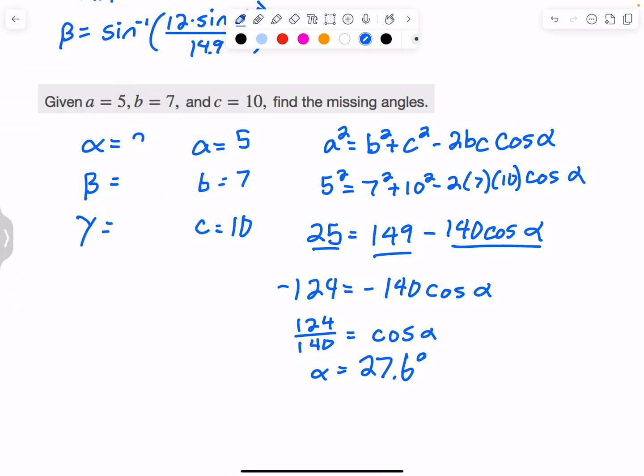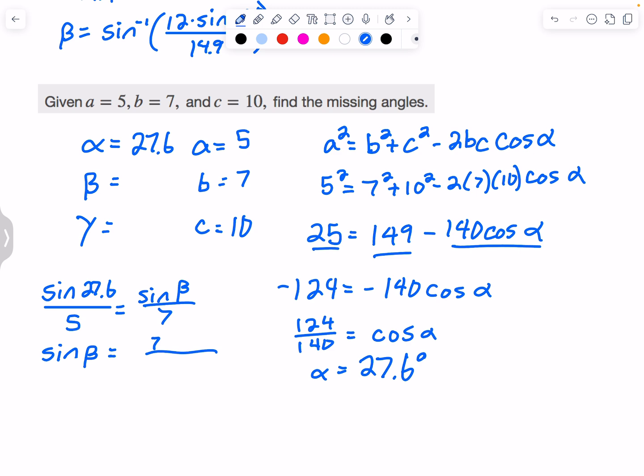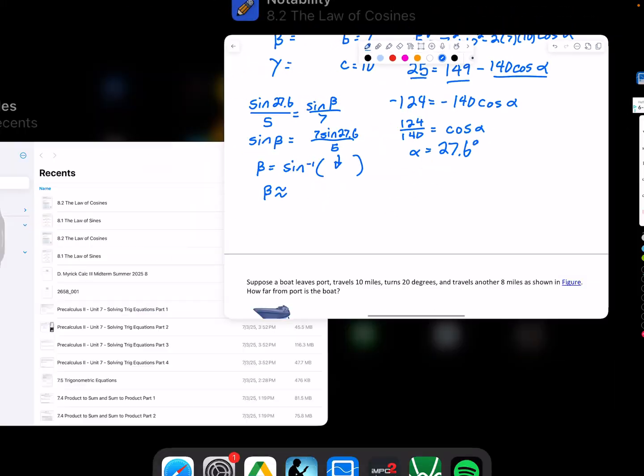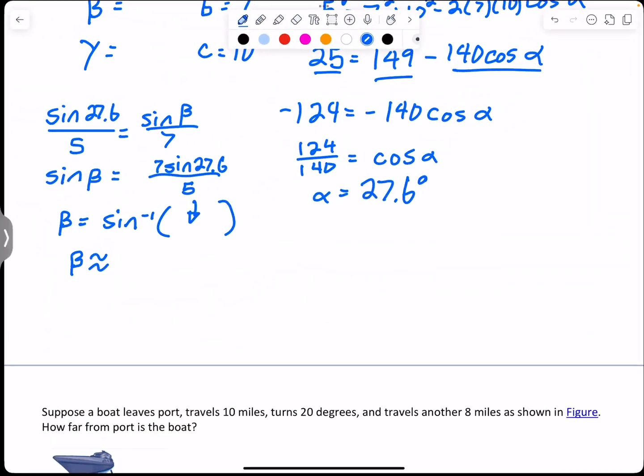27.6. All right. And then we just have to do it again. Or no, we can use law of sines. So sine of 27.6 over 5 equals sine of beta over 7. So that means sine of beta is equal to 7 sine 27.6 over 5. So beta is inverse sine of that.